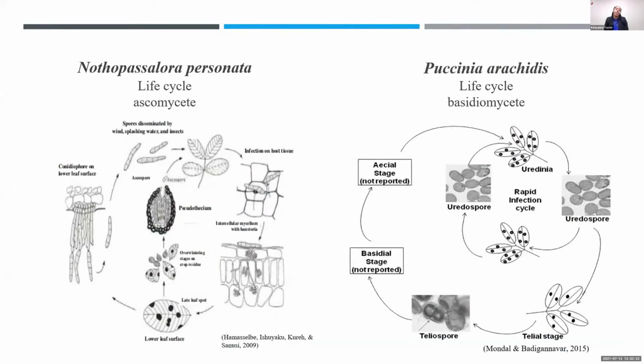So here I just have the two life cycles of the fungal agents. Late leaf spot, which is the life cycle on the left, occurs annually in the southeast, where the disease overwinters in the fields. But peanut rust, which is the life cycle on the right, occurs occasionally in the southeast. This disease is brought to North America from South America, Central America, and the Caribbean by hurricanes.